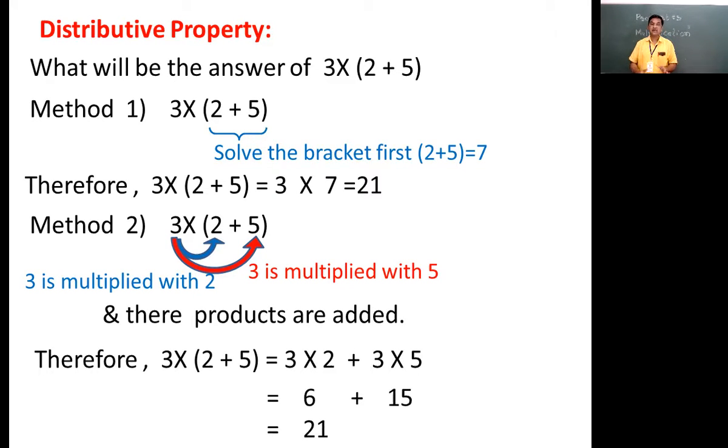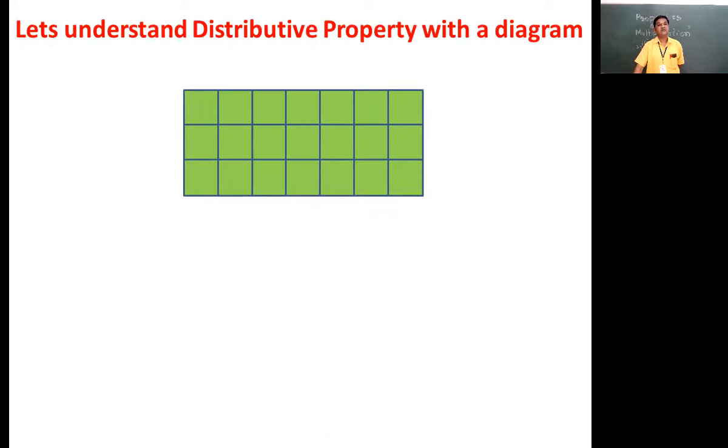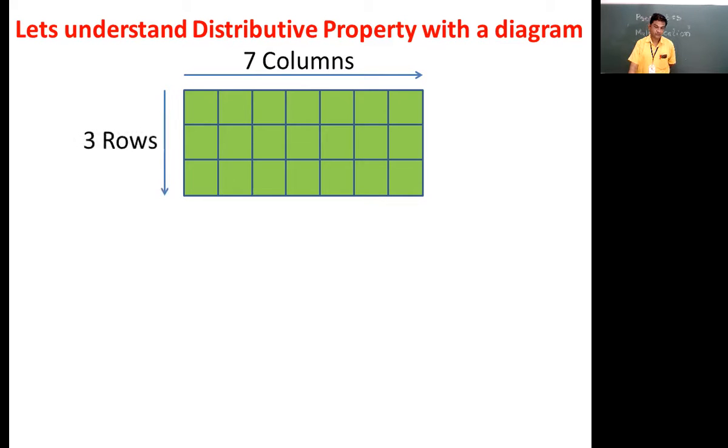And you can see that the answer which is obtained by the first method and the answer which is obtained by the distributive property is the same. Let us see this pictorially by making an arrangement of boxes. You can see that there is an arrangement of boxes in which there are 7 columns and 3 rows. So how many total number of boxes are there? There are 7 3s are 21.